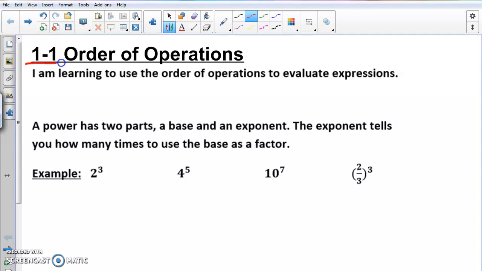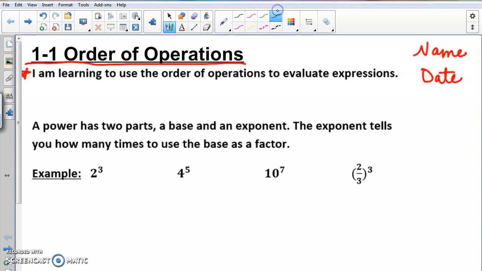Now for those of us who are ready, go ahead and write at the top of your page our title, 1-1, Order of Operations. Put your name in that top right-hand corner and today's date. Okay, and the very first thing we're going to have for our learning target is I am learning to use the order of operations to evaluate expressions. So remember, while we write out our learning target, if you need to, you can always pause it to write something down and then push play when you're ready, or you can rewatch or just rewind it a little bit.